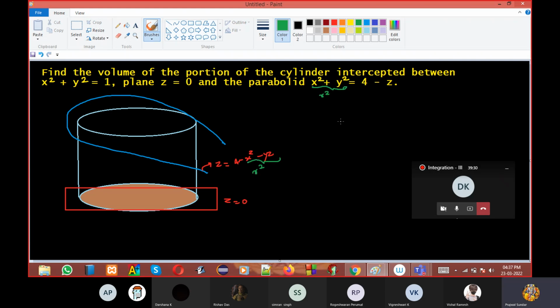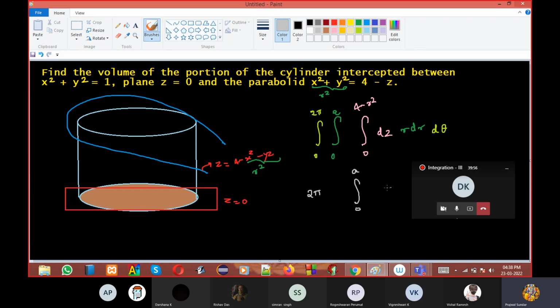You can see integral 0 to a, integral 0 to 2 pi, and integral 0 to 4 minus r squared, dz r dr d theta. This will be the final answer. We'll do this: 0 to 2 pi, this will be 2 pi only.